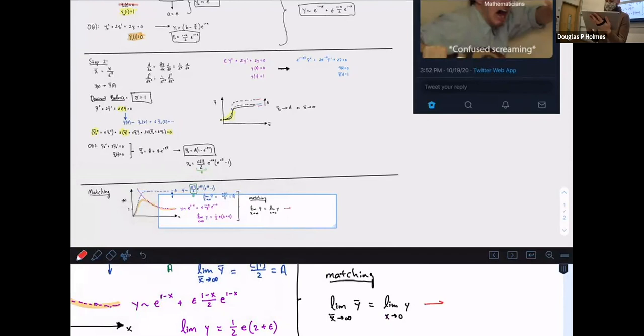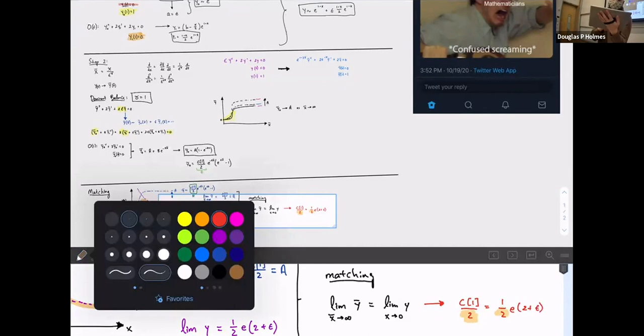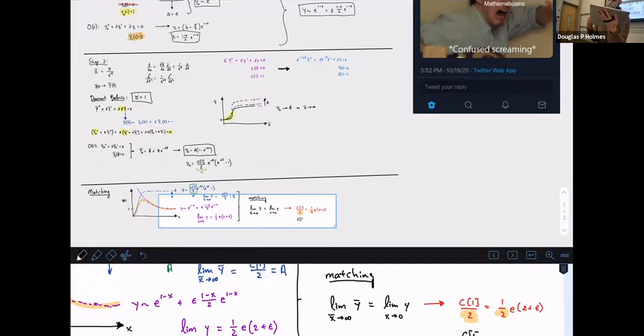I'll just leave it in for sake of clarity. C1 over 2 is equal to 1/2 E times 2 plus epsilon. And now we can just immediately, very quickly, cancel these halves, and then we've immediately found what C1 has to be. C1 has to be E times 2 plus epsilon. This is our other unknown constant. We can either write whatever you're comfortable with.